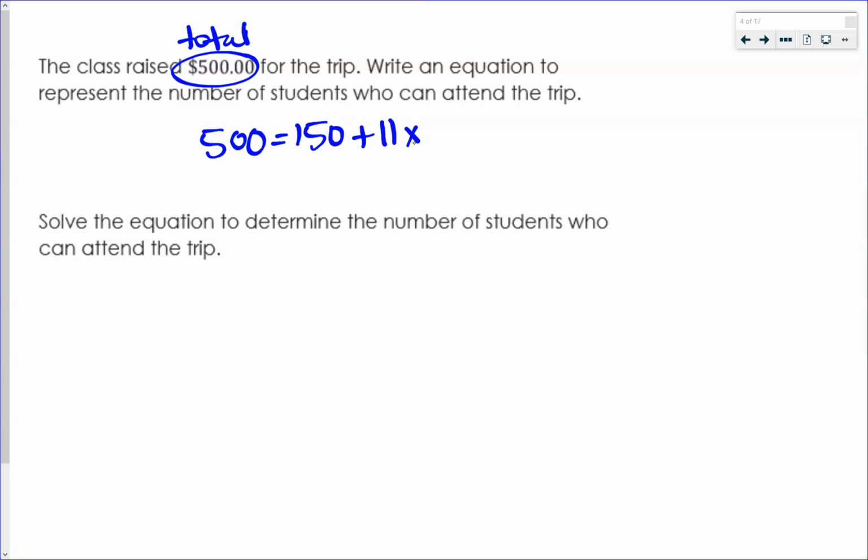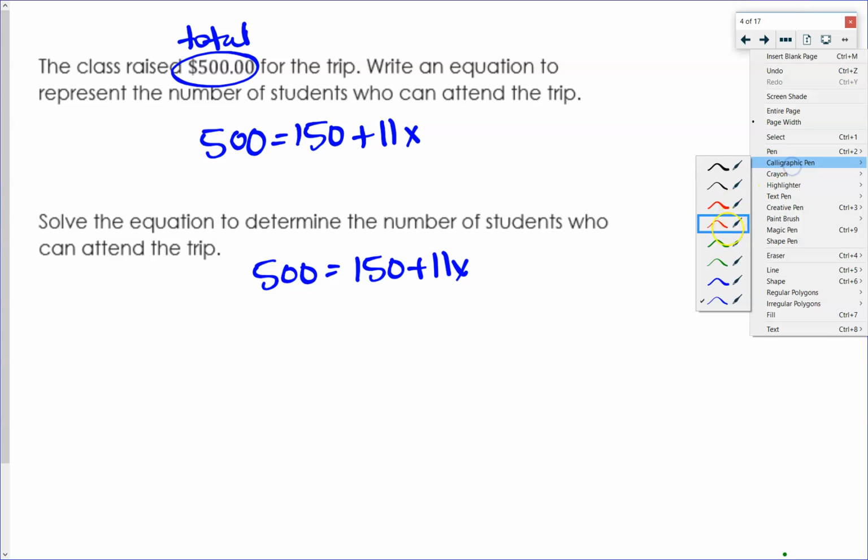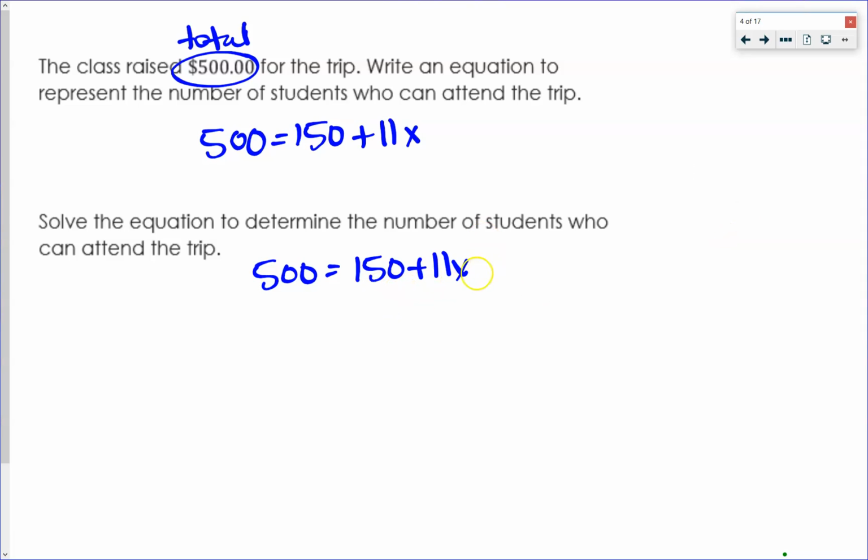Solve the equation to determine the number of students who can attend the trip. So we're going to solve for x. Okay, so I'm going to write my given equation. Now we're going to start moving things over. Remember, we want to get the x by itself. Right now I have 150 being added to it, so I'm going to subtract 150 to the other side. 150 minus 150 gives me 0, that's why it cancels. 500 minus 150 gives me 350. That will equal 11x.